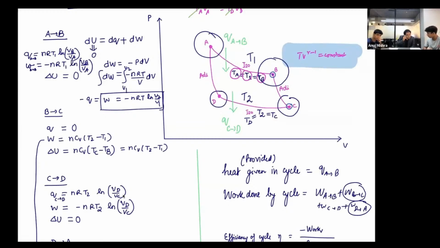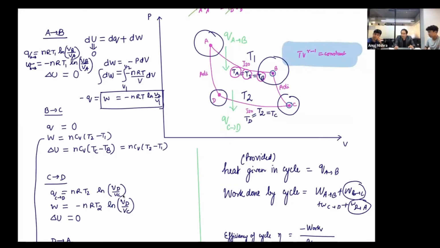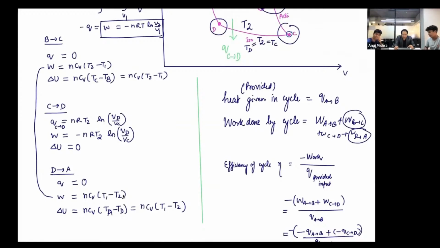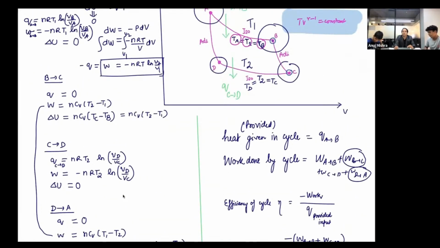This is for reversible, but this is irreversible. No, this is for the reversible adiabatic case. The integral of CV dT from T1 to T2, what will be the answer? CV dT minus T2. So A to B, B to C, C to D, and D to A, for all the cases we solve.